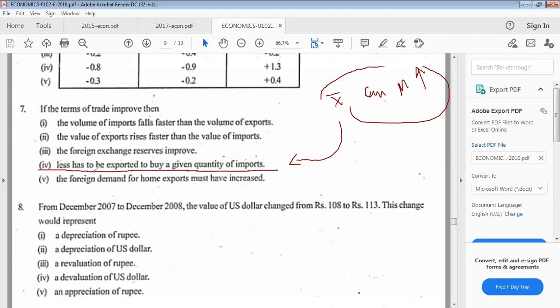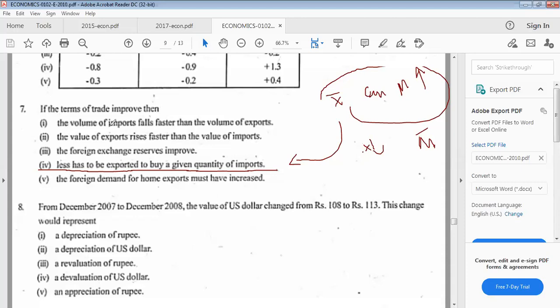See, less has to be exported to buy a given quantity of import. In order to buy certain amount of units, you want to export less. You want to export, not the price I'm talking here, the quantity. Therefore, fourth is the correct answer.